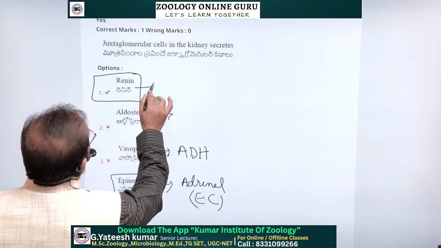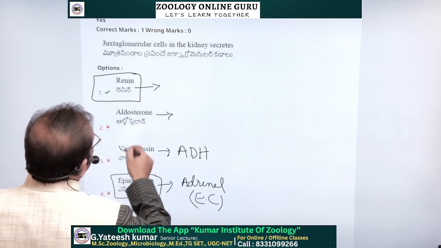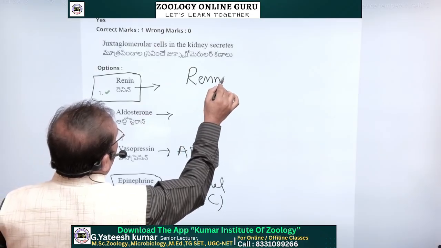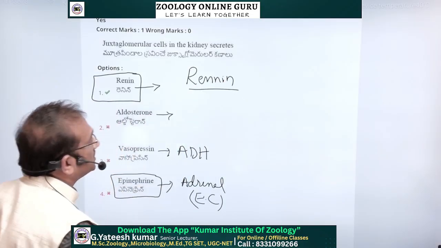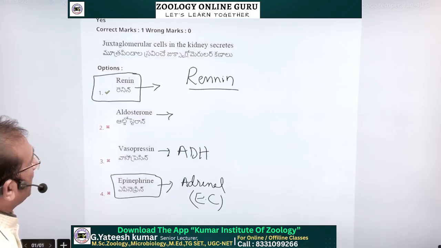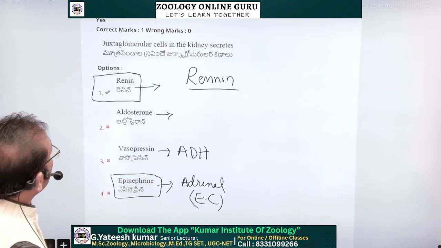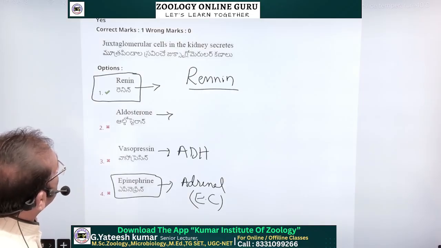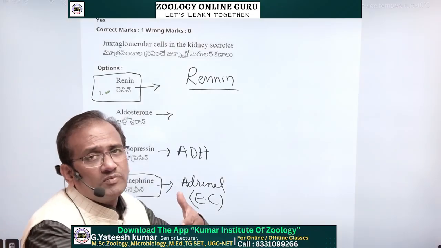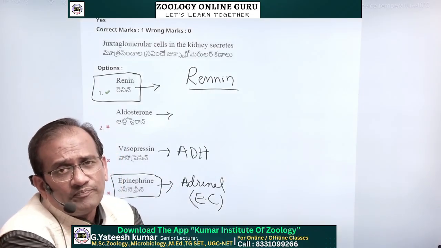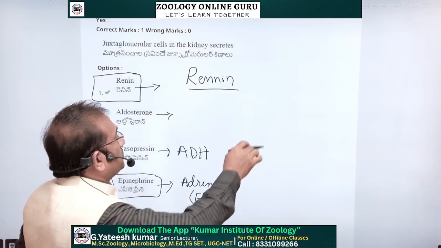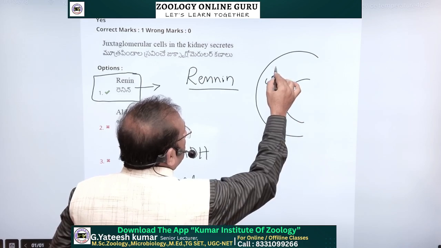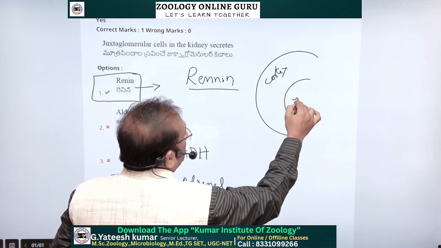One hormone in the nutrition topic we discussed already, that is rennin. See here, renin and rennin differ by just a single N: double N rennin, single N renin. Renin is from the juxtaglomerular cells of the kidney. Juxta means deep into the medulla. Kidneys have two portions: the outer portion is called the cortex, and the inner is called the medulla.